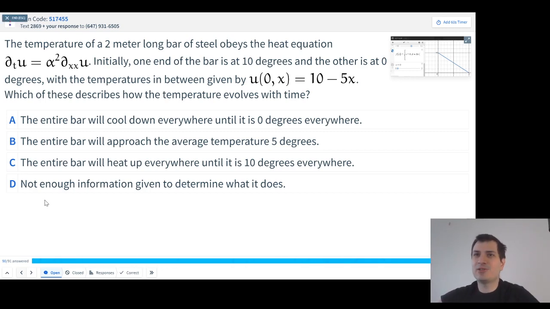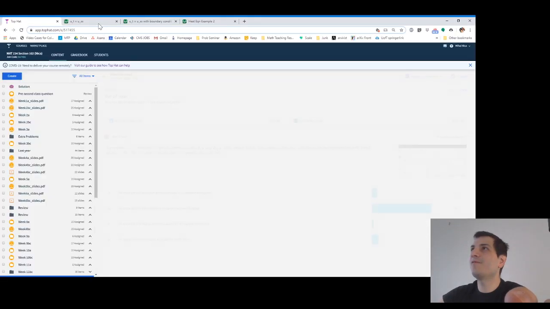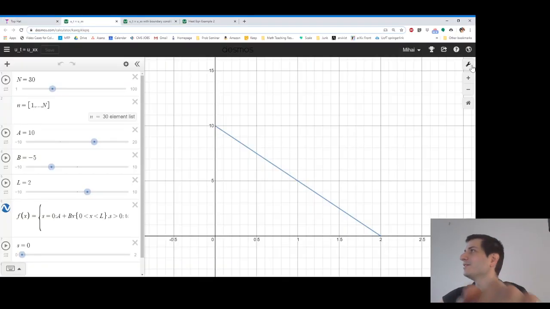Okay, it looks like most people have answered the top hat. I'm going to close it and see what you guys said. So we are looking at this graph of the function 10 minus x. And what I have is exactly what's going to happen. I have it in Desmos.